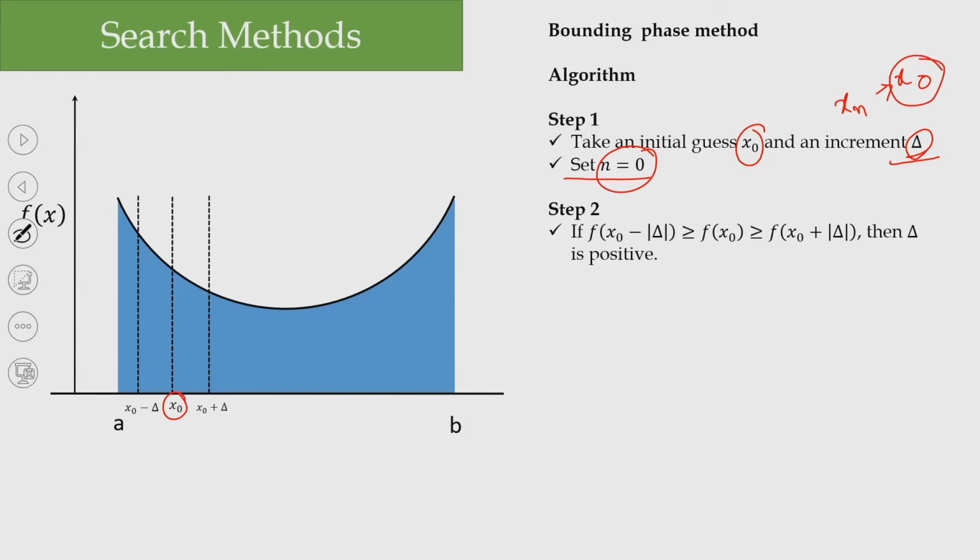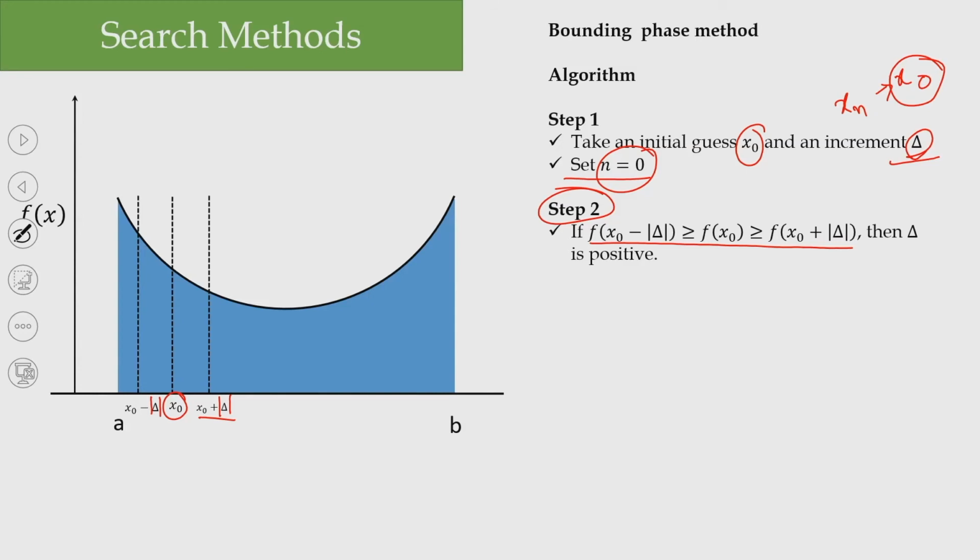Now, in step 2, what are we doing? In step 2, we are checking this particular condition. What have we done here? We have taken 2 points. One is x naught minus delta, one is x naught plus delta. So, one is on the left hand side, that is x naught minus delta, and one on the right hand side, that is x naught plus delta.